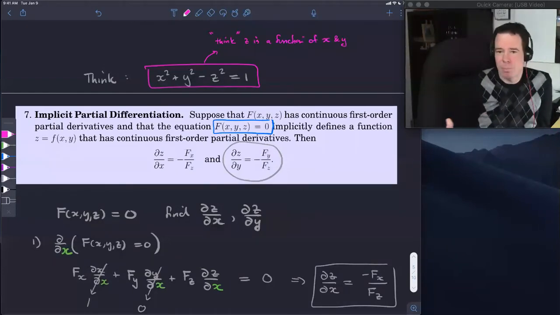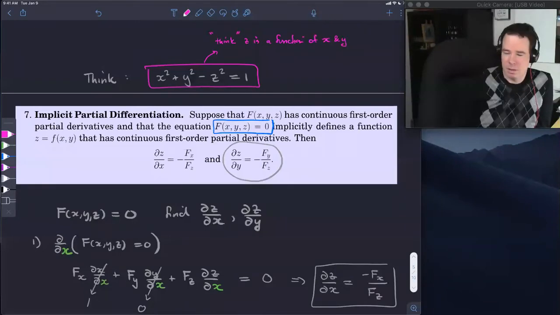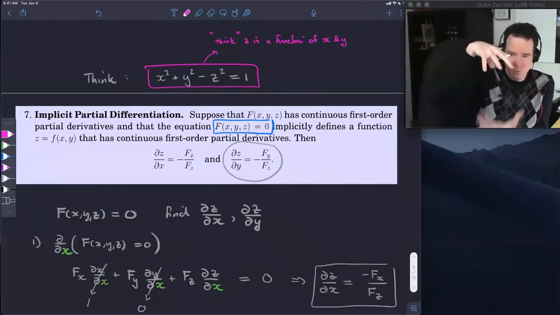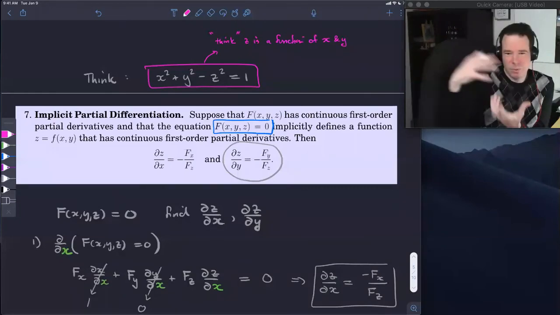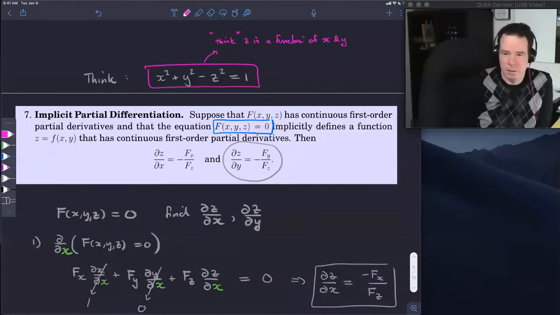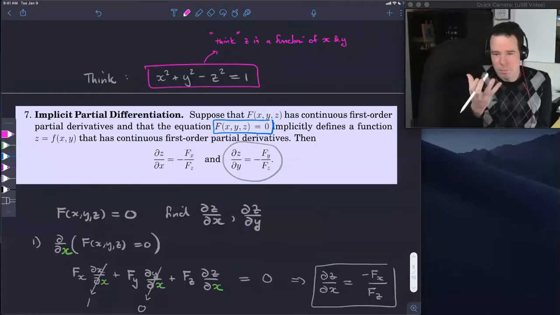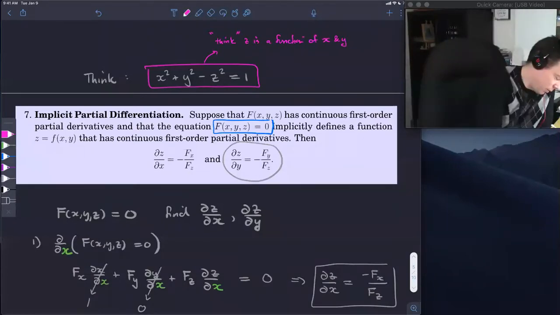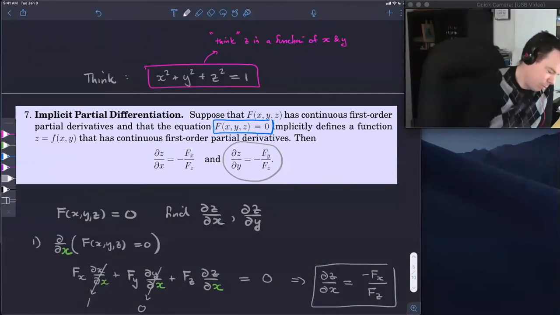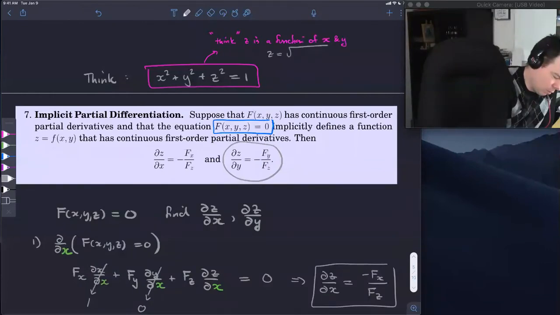For example, if this was a sphere, x squared plus y squared plus z squared equals 1, there's this upper hemisphere and this lower hemisphere. So I'd really get two functions. If I make that a plus, we can think of z as a function of x and y. In fact, there's two of them. There's z equals the square root of 1 minus x squared minus y squared, and there's another function, z equals negative square root of 1 minus x squared minus y squared.